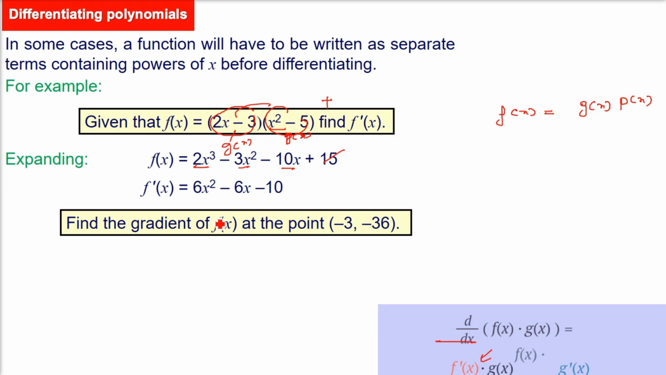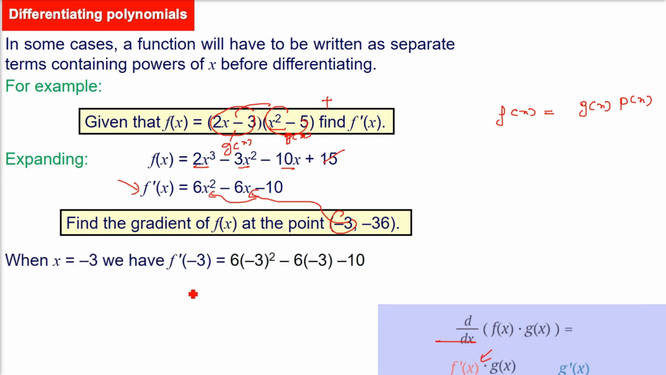So in order to find the gradient of this function at the point (-3, -36), you already have f dash x. Just replace x with -3 and you are going to get the result like this. So f dash x is the gradient, the differentiation, the derivative, which is 62 here in the case of x equals -3.